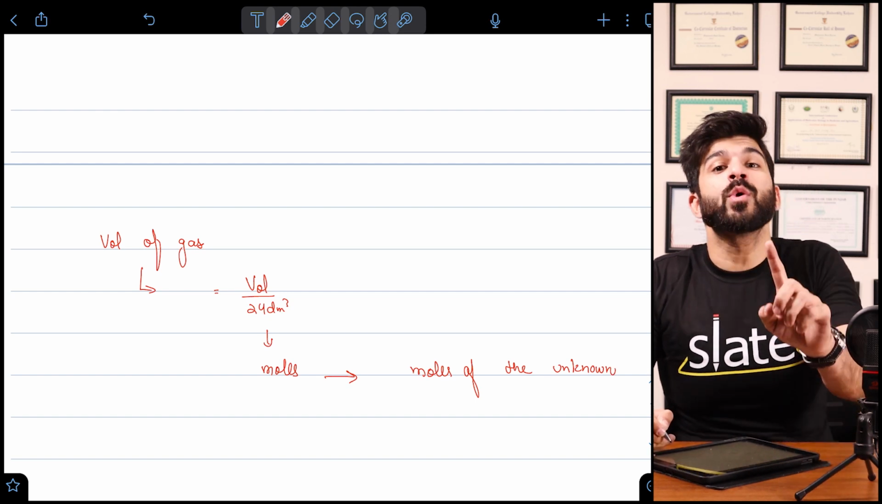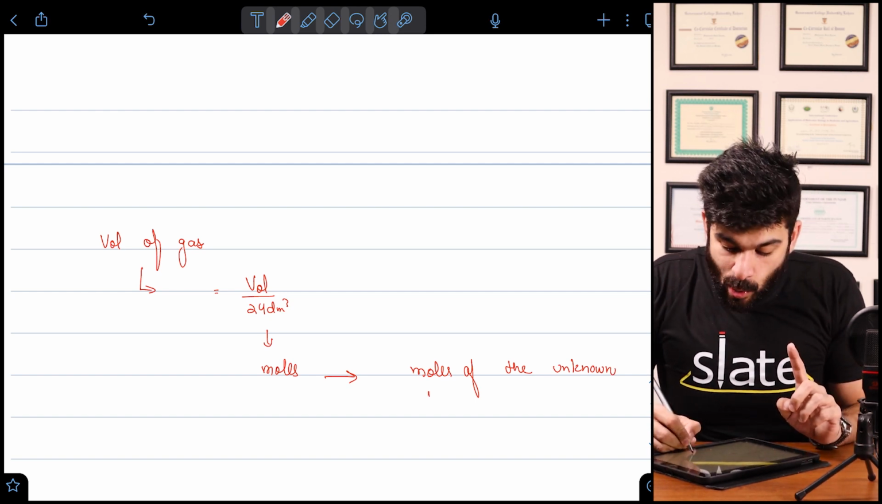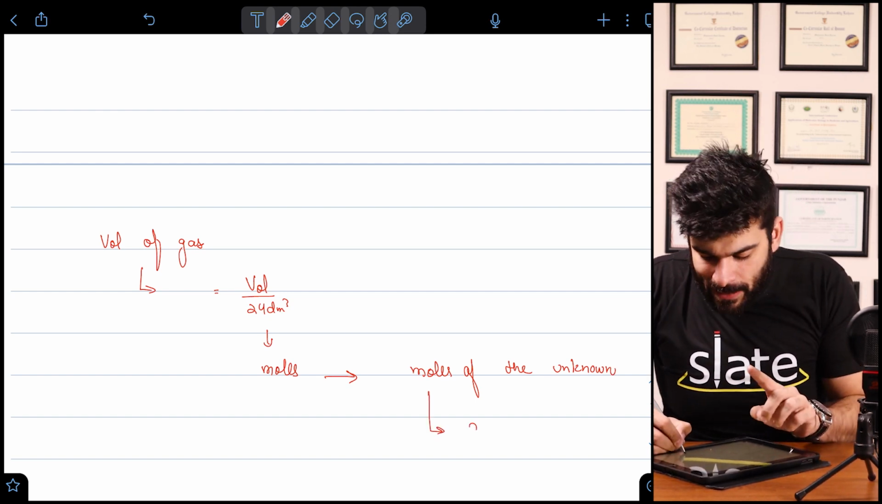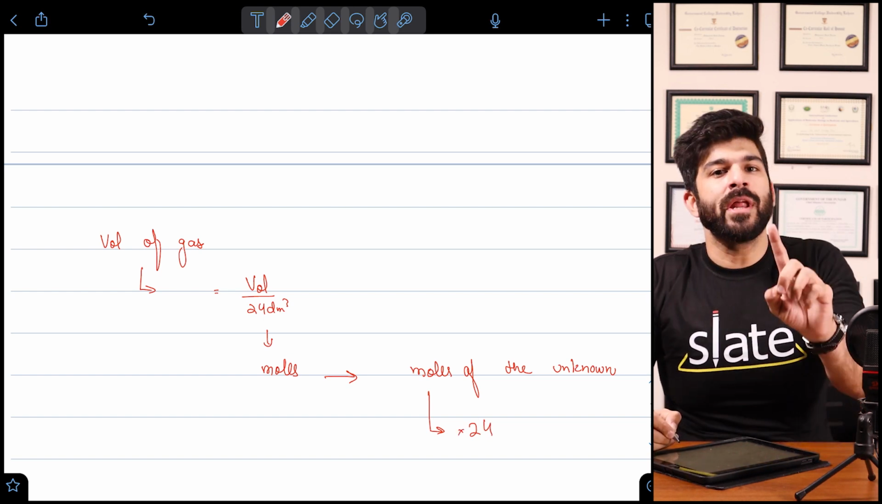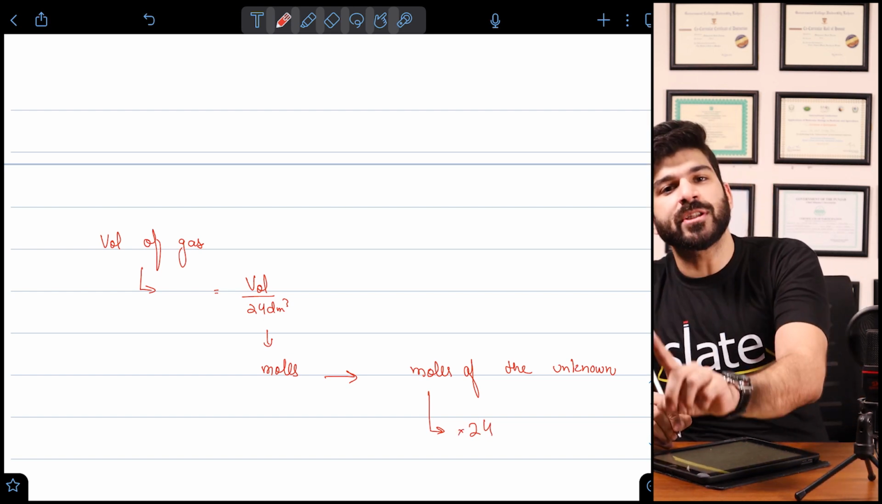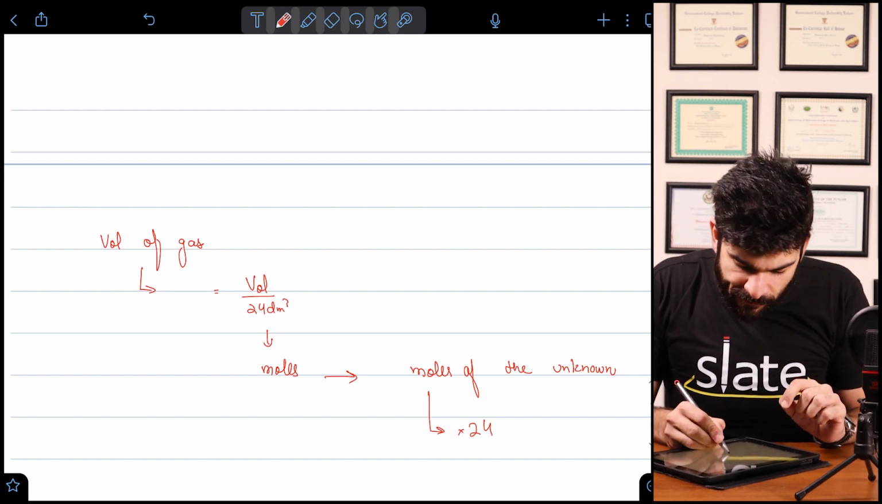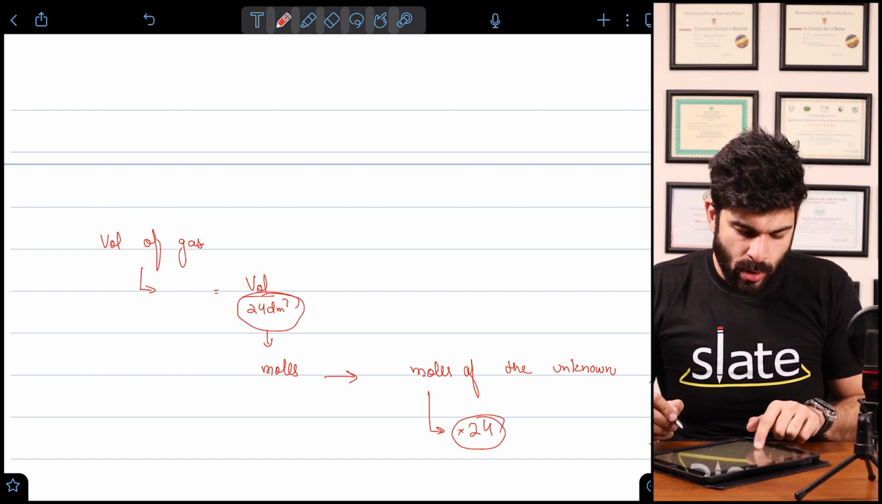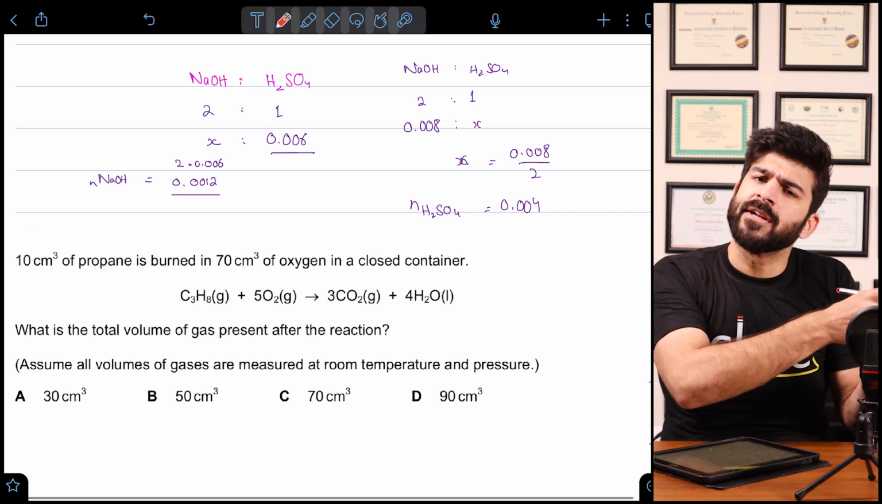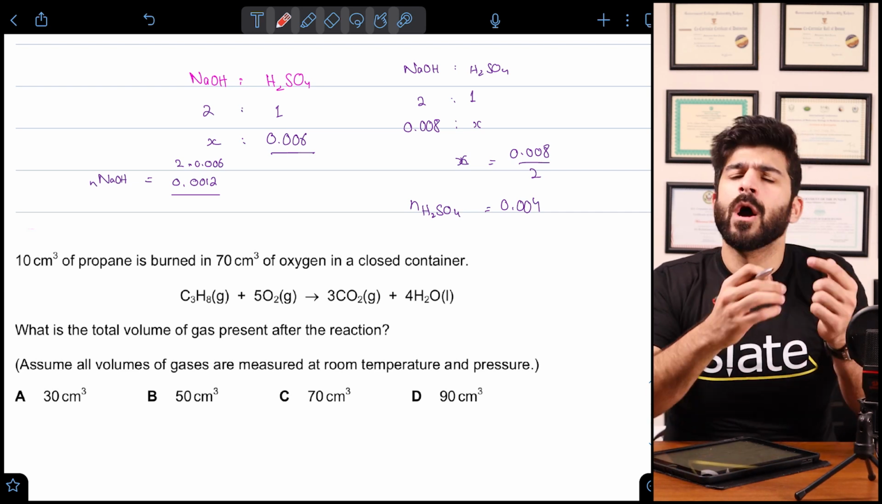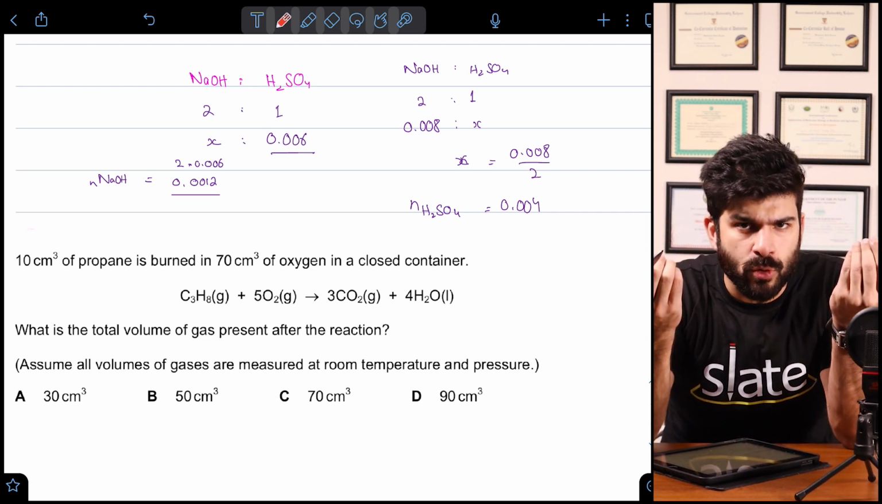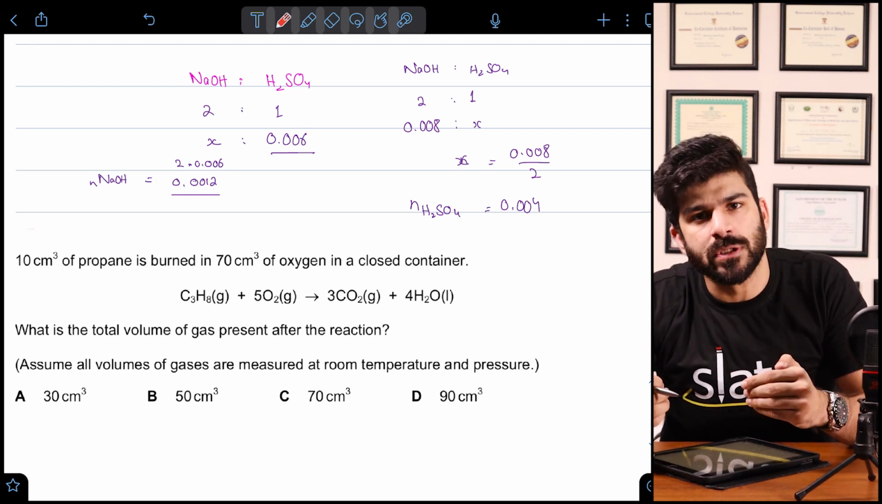And what do we do with that unknown moles? We further multiply that unknown moles with 24 decimeter cube to change it to volume again. So here 24 is a constant value. In the case of Mr, everything has a different Mr or a molecular mass, so we cannot compare the masses of two. We have to convert them to moles.